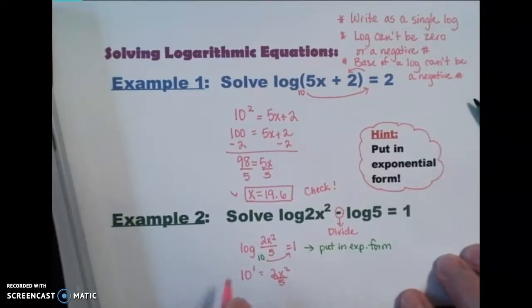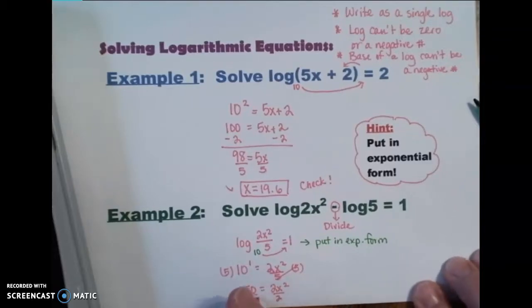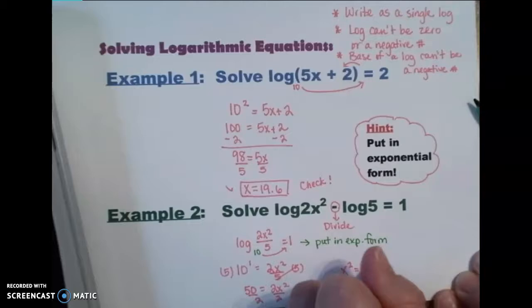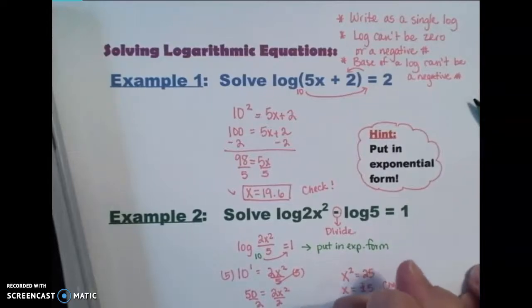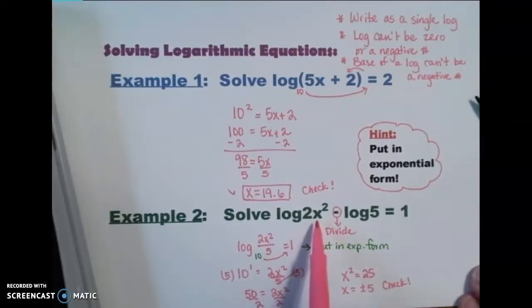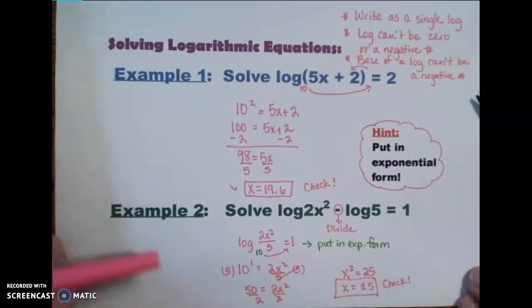And then if we multiply by 5 on both sides to get rid of our fraction, you're going to have 2x squared equals 50, because 10 to the first is 10. So when you divide by 2, we're going to get x squared equals 25. So remember, when we take the square root of both sides, that's plus or minus 5. And then again, I'm going to check both answers. So if I put positive 5 here, that's going to give me 25 times 2, which would be log of a positive number. If I put negative 5 here, negative 5 squared is still a positive number. So both of those solutions are acceptable.